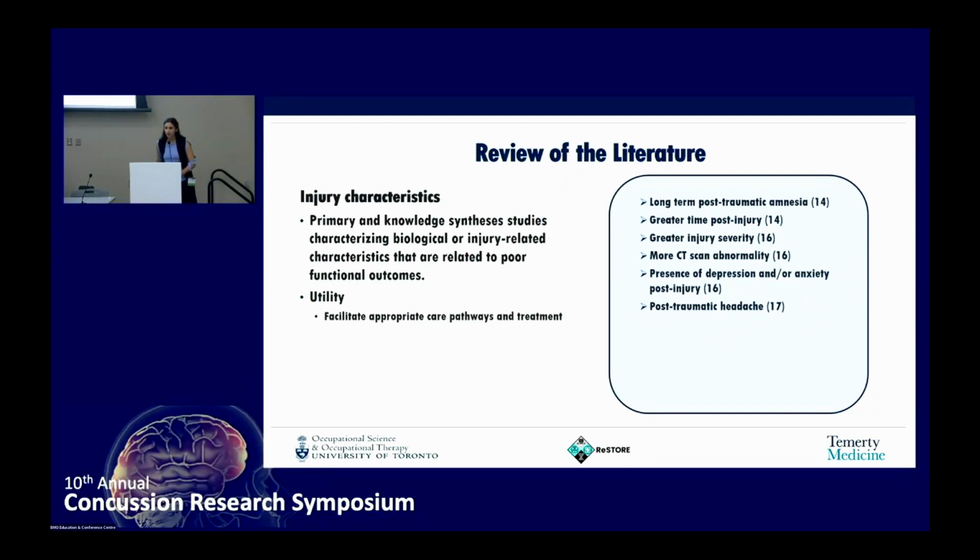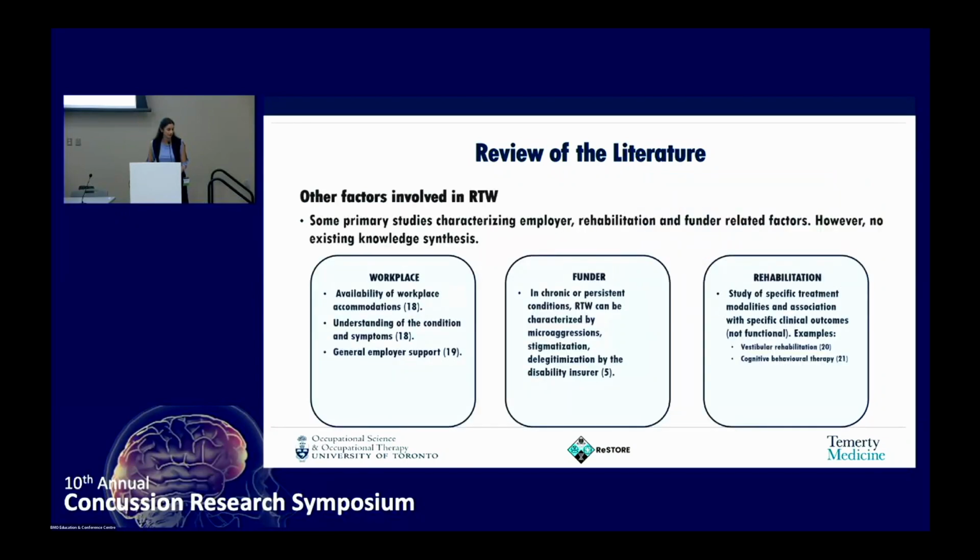Again, we see the literature, in the form of primary knowledge synthesis studies, characterizes injury characteristics or biological characteristics that are related to poor functional outcomes or recovery outcomes. And again, this can help us facilitate appropriate care pathways and treatments. Some examples of these might be the mechanism or severity of an injury, largely non-modifiable, just like the premorbid characteristics covered previously.